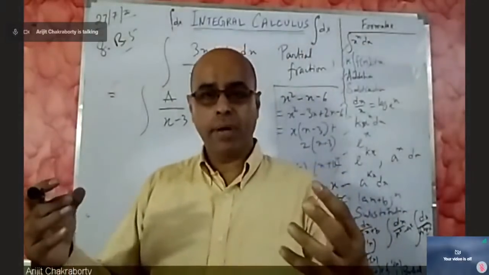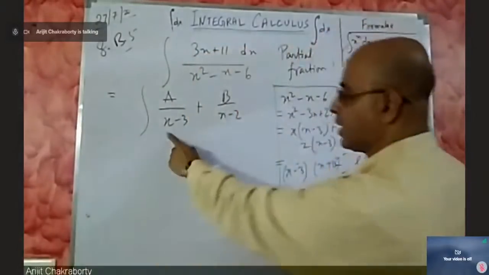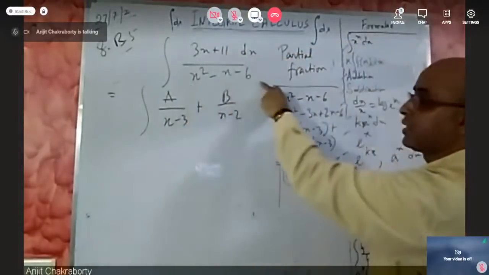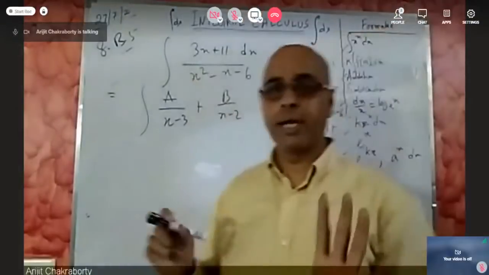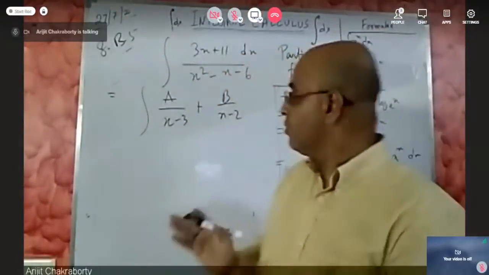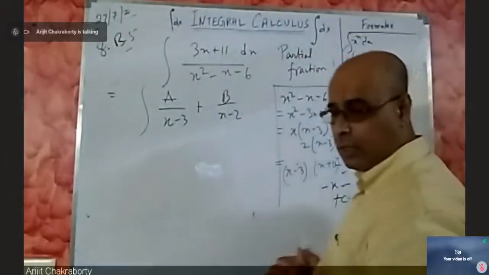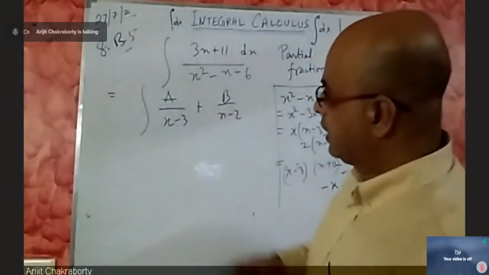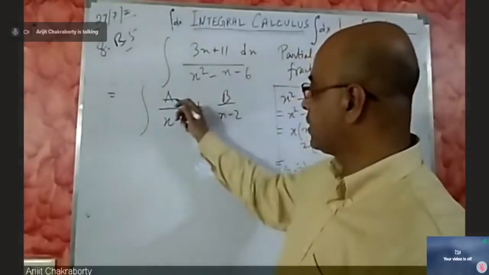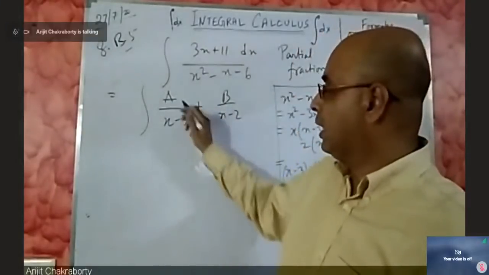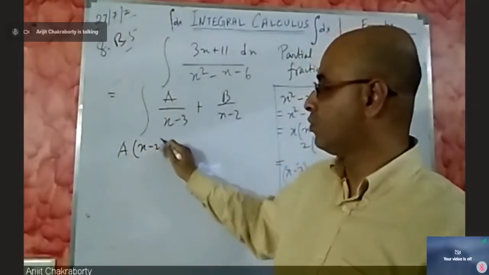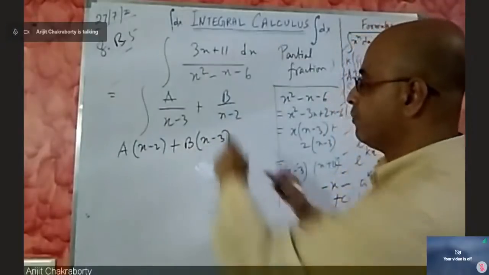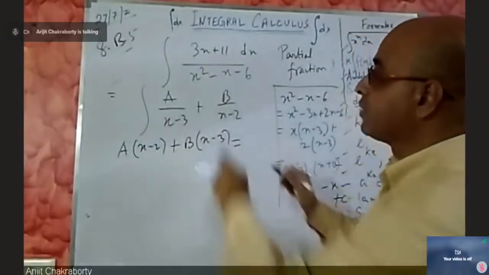If you add them up together, then the LCM, the lowest common multiple, of x minus 3 and x plus 2 will become x squared minus x minus 6, and accordingly you will get 3x plus 11. Now if you combine this, let's see carefully. If you multiply them, I can write that this is equal to A into (x plus 2) plus B into (x minus 3). This should give you 3x plus 11.